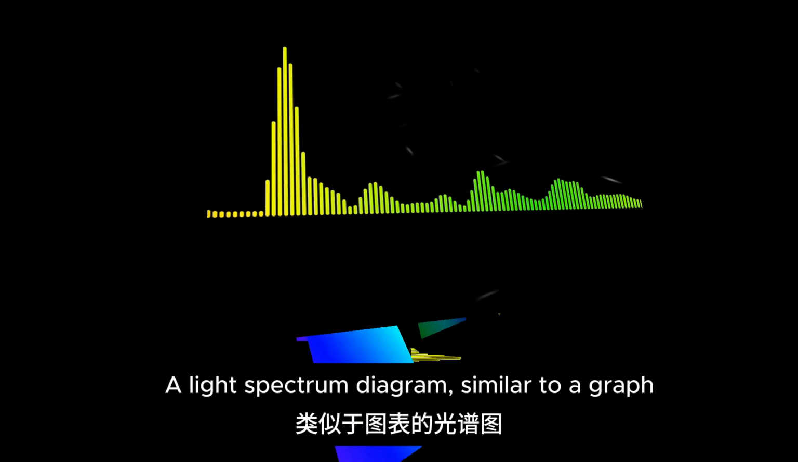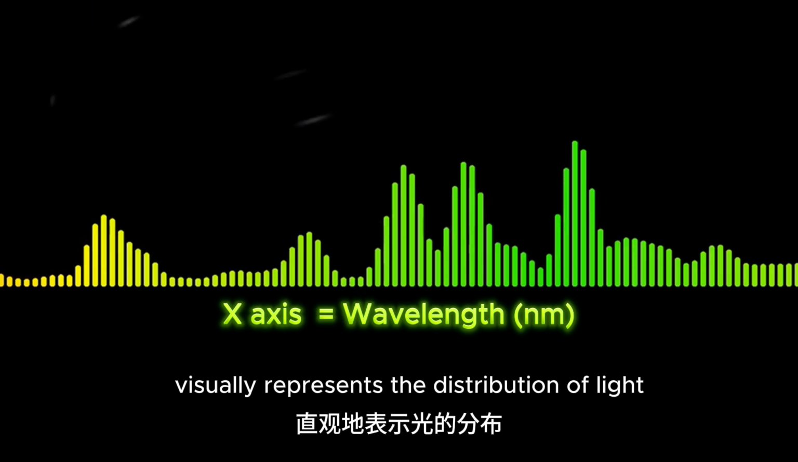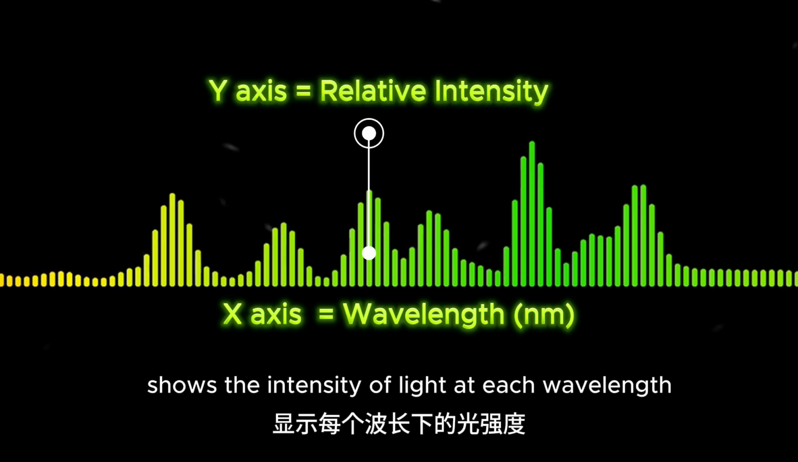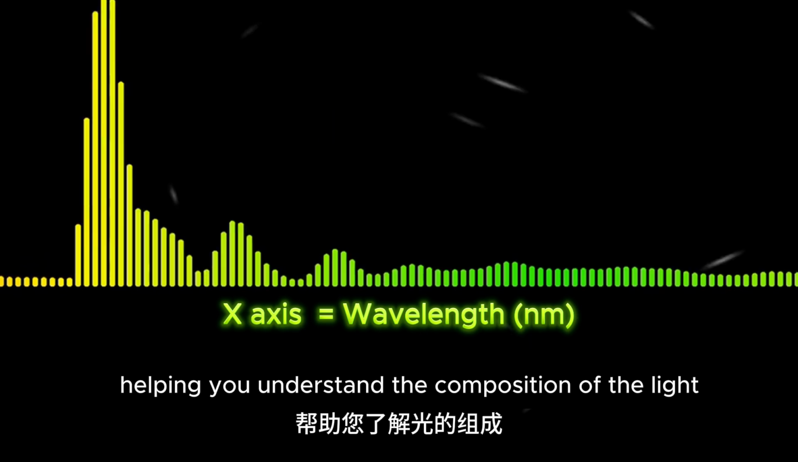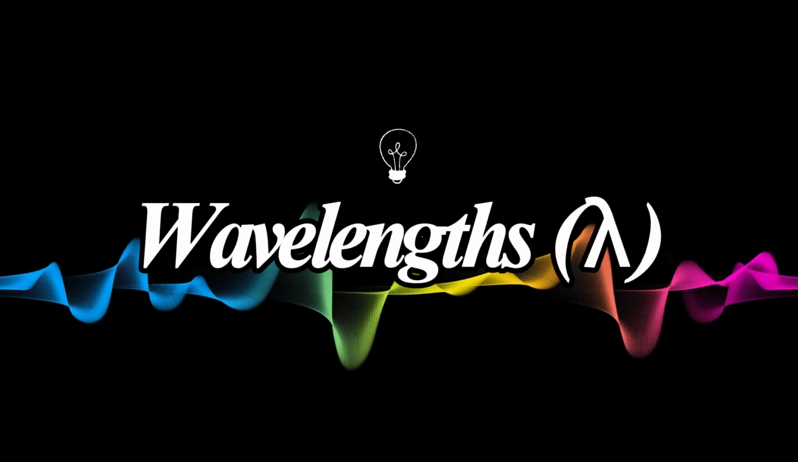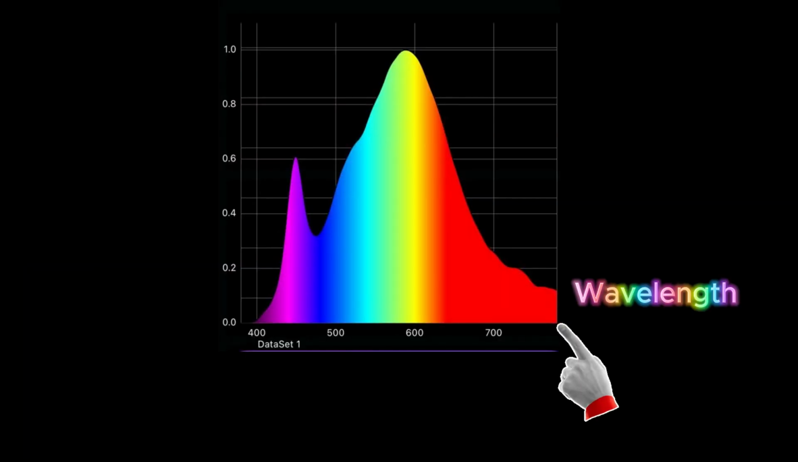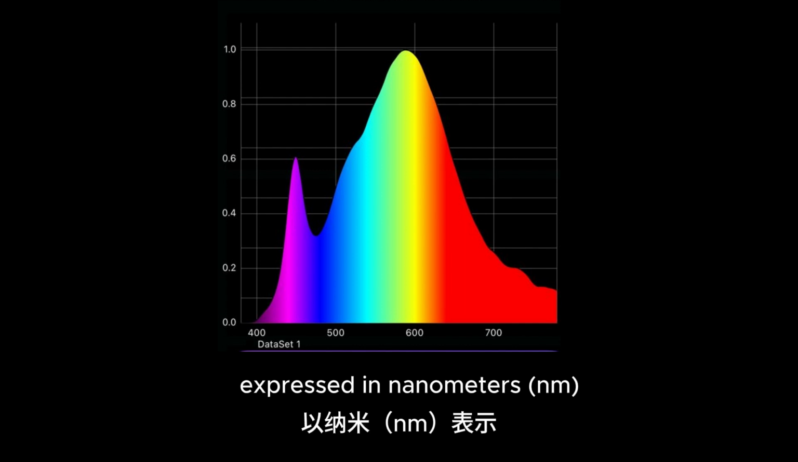A light spectrum diagram, similar to a graph, visually represents the distribution of light across different wavelengths, or colors. It typically shows the intensity of light at each wavelength, helping you understand the composition of the light source. A wavelength is the horizontal distance between two peaks of a wave. Light is measured by its wavelength, expressed in nanometers, nm.